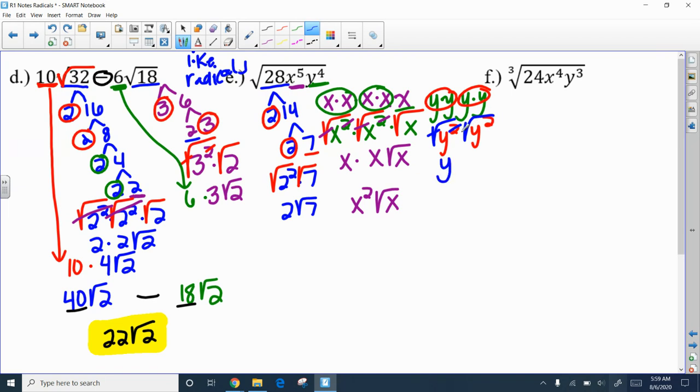And then same thing on this one. We're left with a y from that pair. Notice everything was in a pair. There's nothing by itself. So there's nothing left under the radical. This would just simplify to y squared.